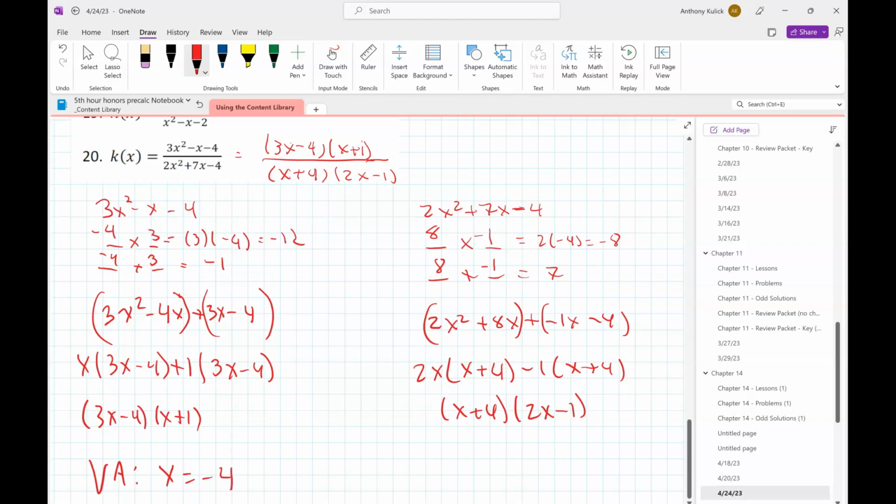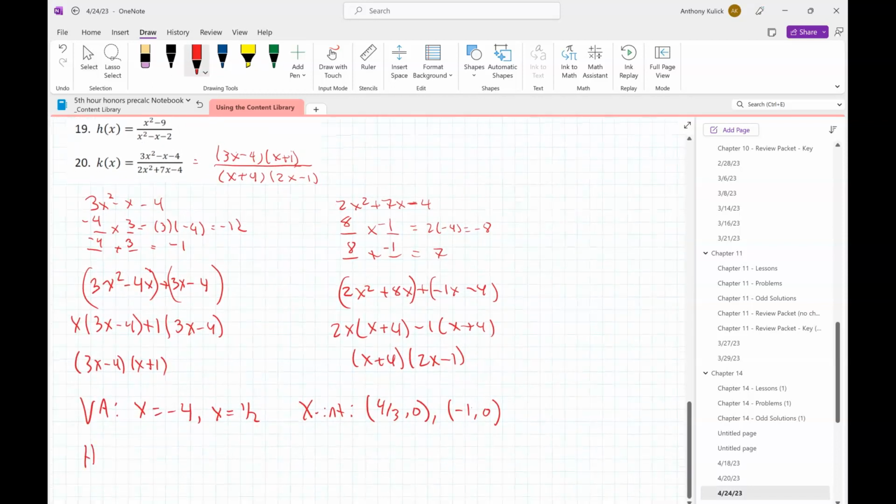Once I have that, I see that I'm going to have vertical asymptotes where the denominator is equal to 0, so -4, and then +1/2. I'm going to have x-intercepts, or zeros, where the numerator is equal to 0, so that's +4/3 and then -1.